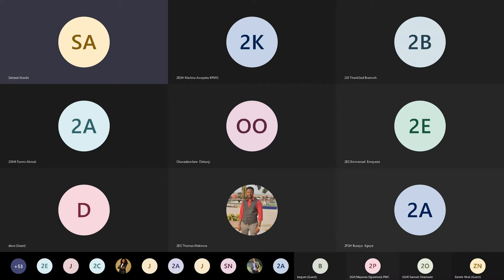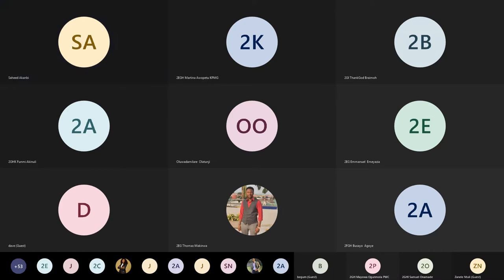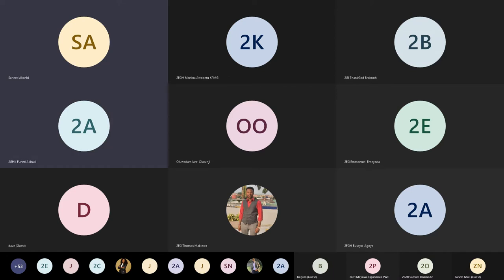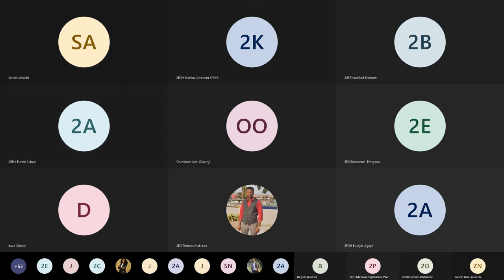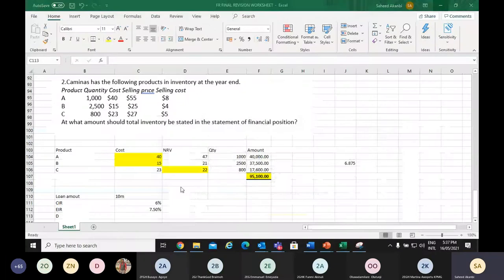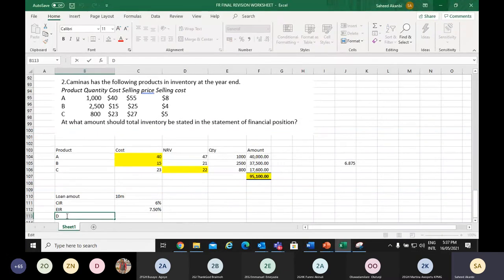The tenor, the duration. Hey, you can't see my screen. Yeah, your screen is blank. We can't see your screen. Sorry. Can you see it now? Yes, it's working, sir.